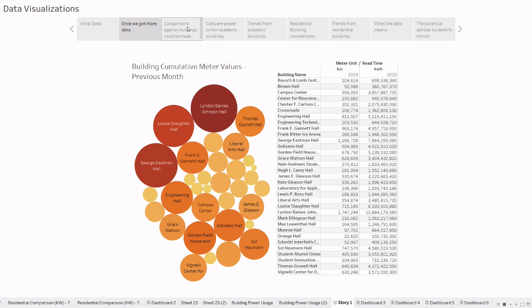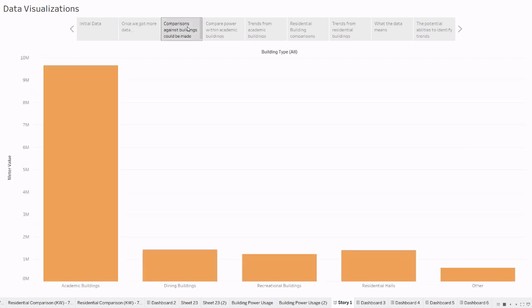And so for example, here we have the previous month's power usage from the RIT buildings in kilowatts and kilowatt per hour. And you can see here that LBJ uses the most power. And what's great about this is that we could group buildings together and make comparisons against it. So for example, here we group buildings based off of their usage. So we have academic buildings, recreational buildings, dining buildings, and residential buildings. And with these comparisons, we could identify other types of trends.